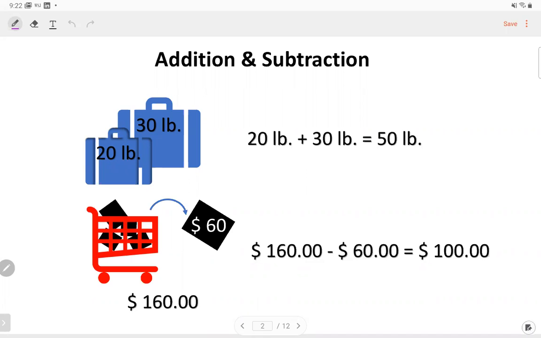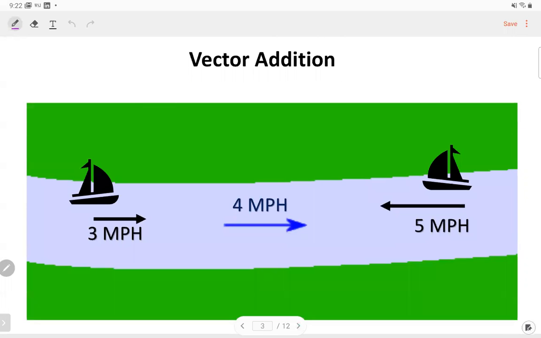So when we talk about addition and subtraction, here is kindergarten mathematics. If we have two numbers and we want to add or subtract them, we just need to add or subtract the numbers and keep the same unit. That's very easy. But if this number is a vector, has a direction, how do we solve this problem?